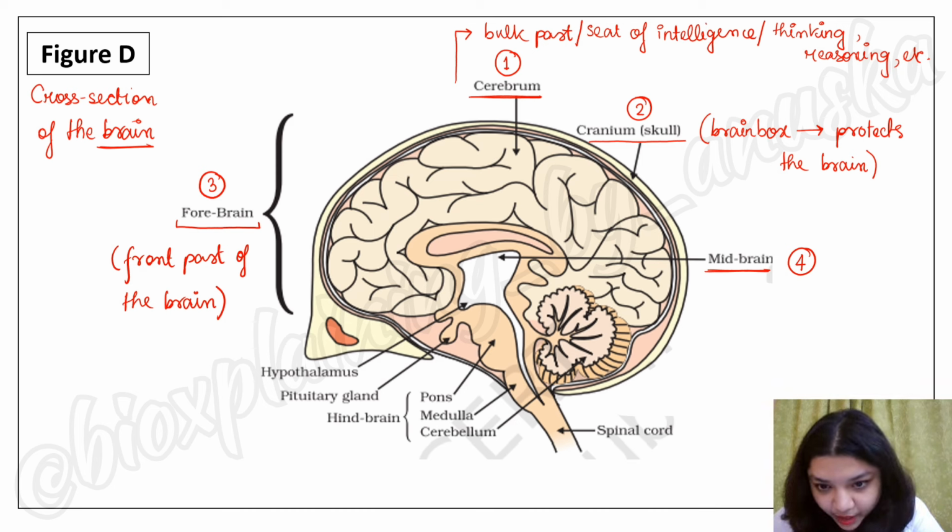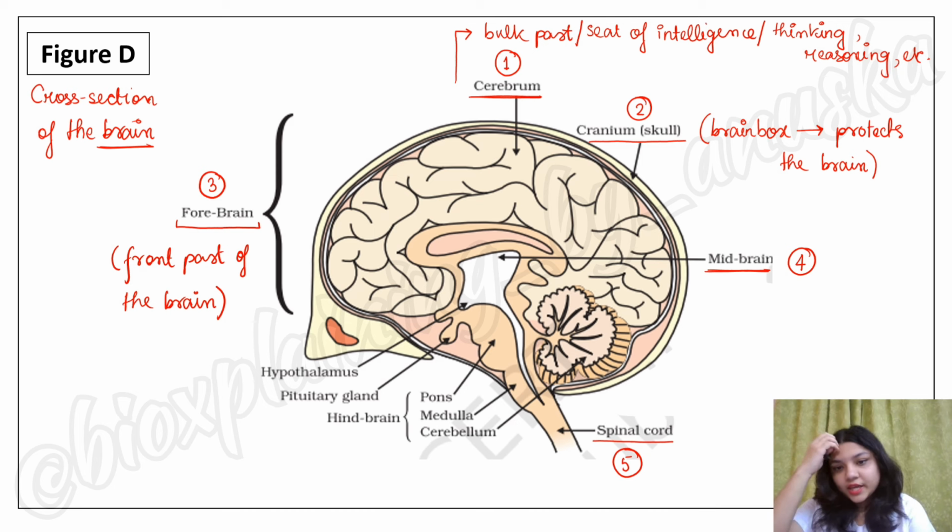Then you have part number 5 here. What is part 5? Part 5, you see, is the very end of the brain, right? It's going down. So this is the spinal cord. What is the job of the spinal cord? The spinal cord transmits impulses from the brain further downwards and then to all other parts of the body. So the spinal cord is also a part of the central nervous system.